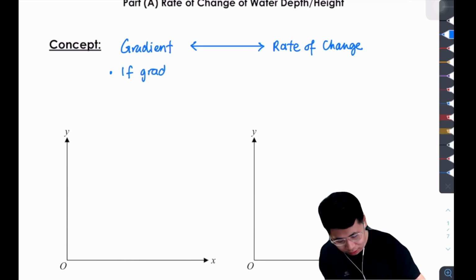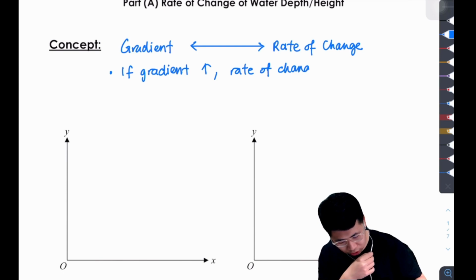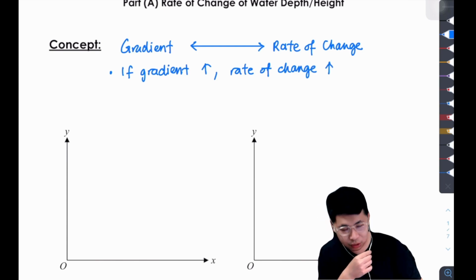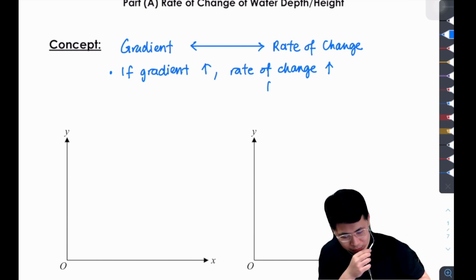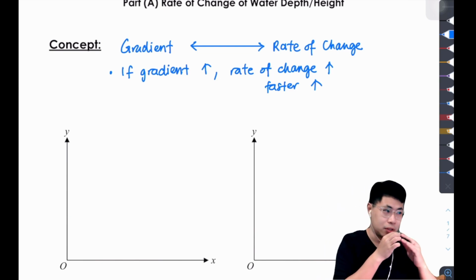The thing to grasp is, if the gradient increases, then the rate of change of your quantity is going to increase as well. What this means is the change is going to be faster. It's going to be happening a lot faster in terms of the change.